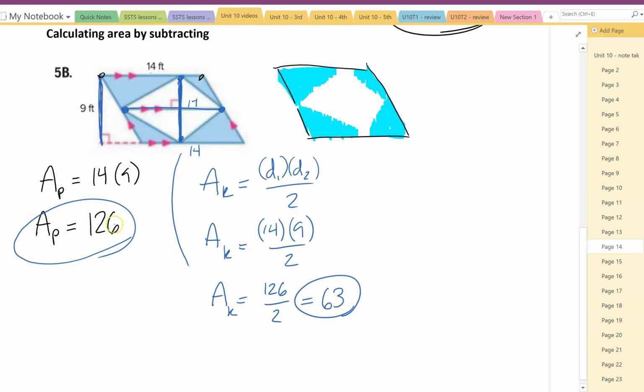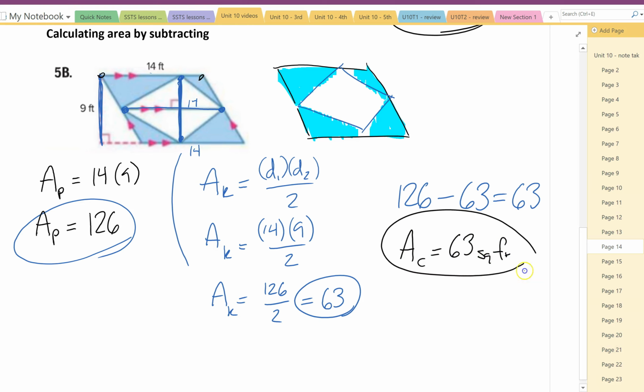So the parallelogram is 126, the kite is 63. What I want to know is how much blue is left after I carve that kite out of there. So it's going to be the big number, 126, minus the smaller number that I cut out of it. And so it's kind of obvious what I'm going to get here. I'm going to get 63. So the answer here is the area of this parallelogram after that kite has been cut out of it. Area of the composite figure, in other words, 63 square feet.